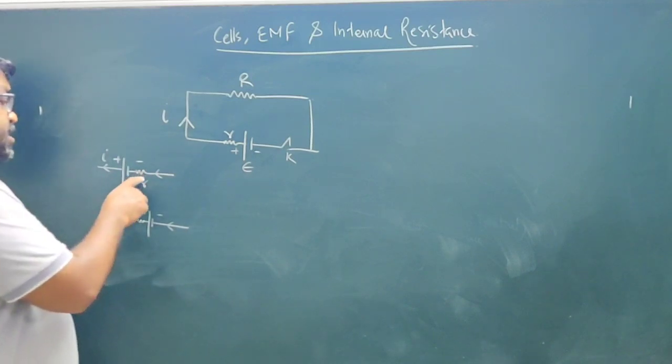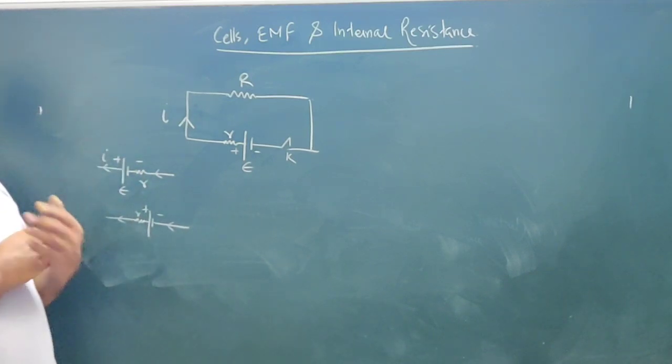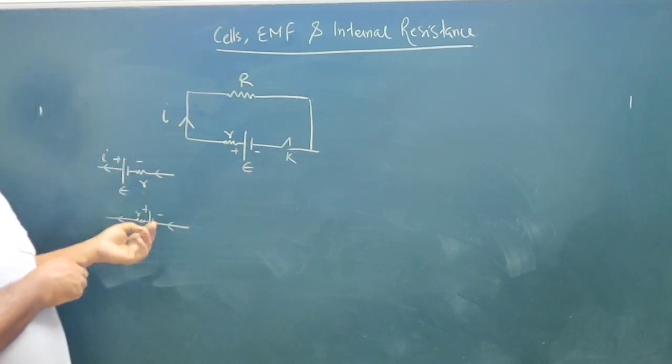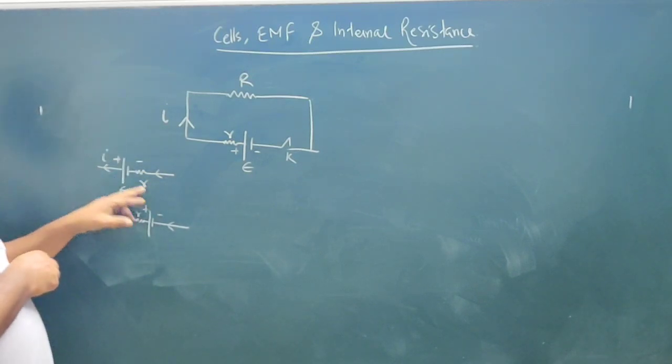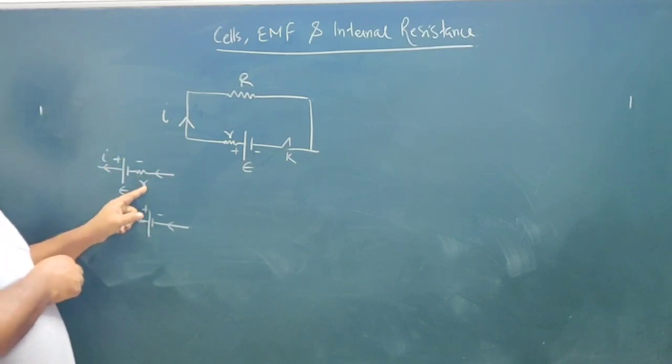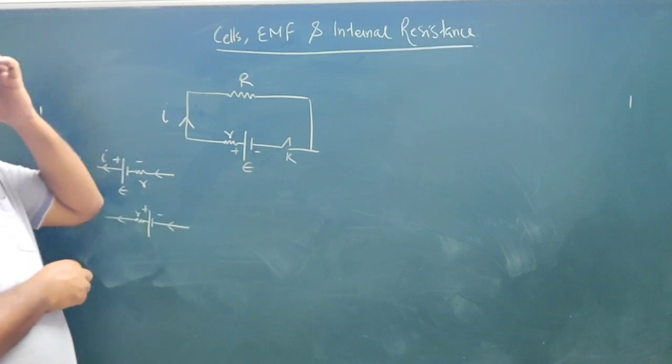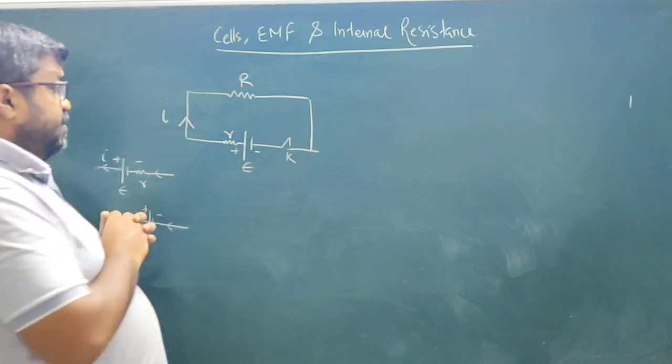But actually this internal resistance is inside the cell. This is the resistance inside the cell. But when it is represented in a circuit, it is represented outside the cell. But this is part of the cell. This internal resistance is part of the cell, either you draw it before or after. So this is the internal resistance of the cell.